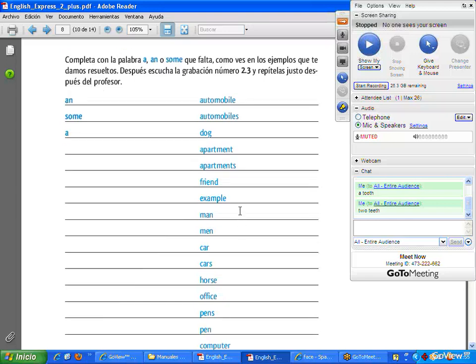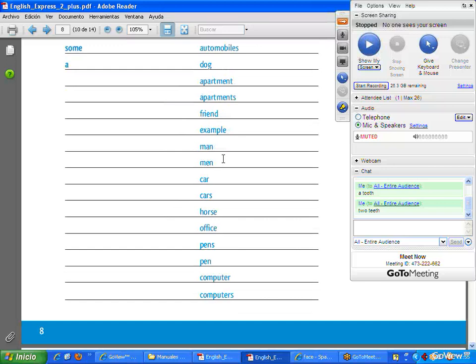A car, some cars. A horse, some horses. An office. Pens is plural. Some pens. Pen, singular, a pen. Okay? You work those out for yourself.